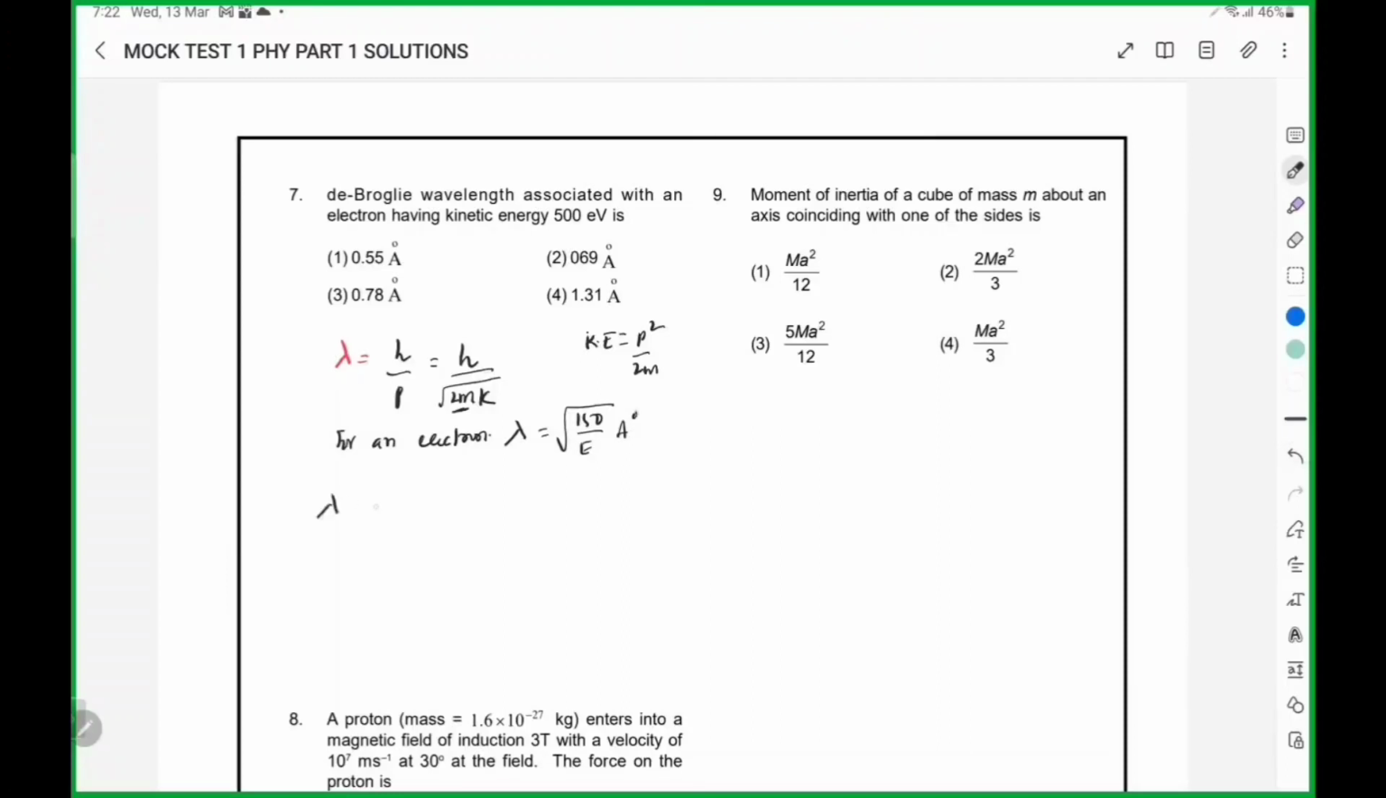So this will be 150 by this energy, which must be in electron volts. It is 3 by 10 angstrom units. Point 3 is roughly 0.5, whole square is 0.25, 0.55 angstrom units.